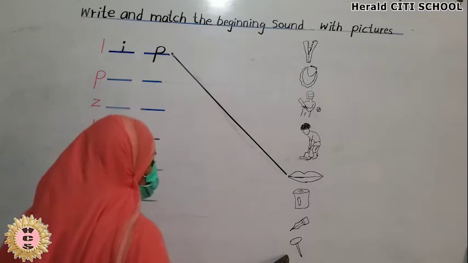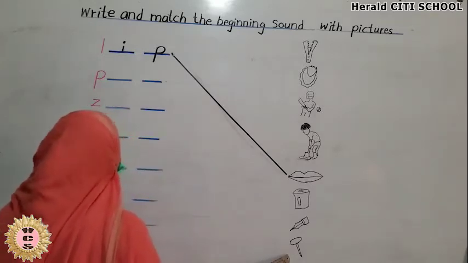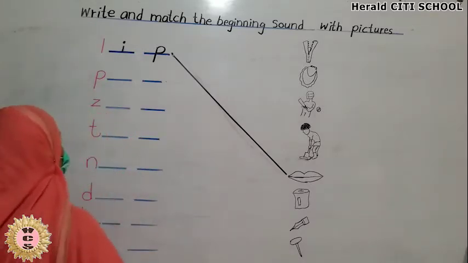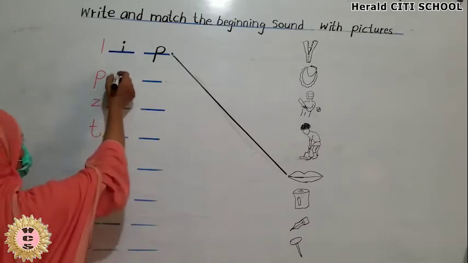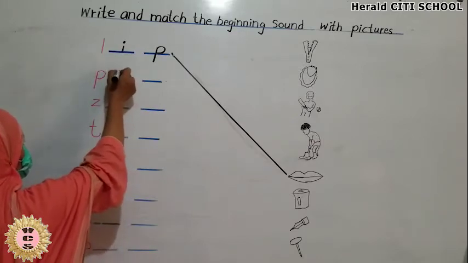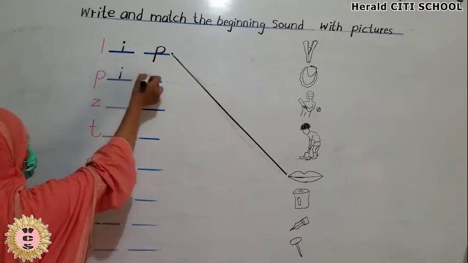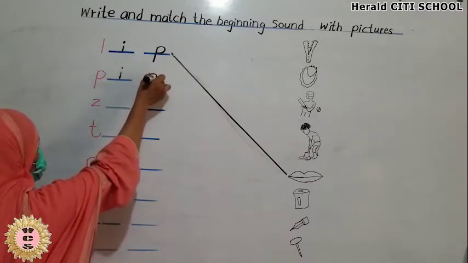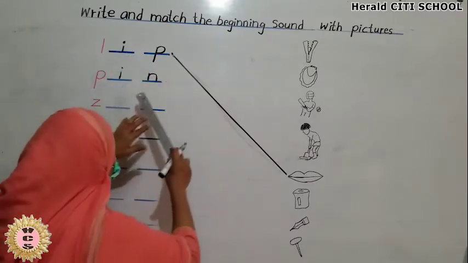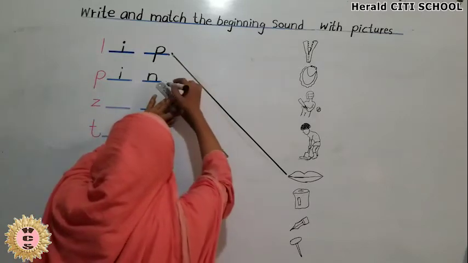And what is this, children? This is a pin. Your pin. So we will write here the spelling of pin. P-I-N, pin. And now we will match the word pin to the picture of the pin.